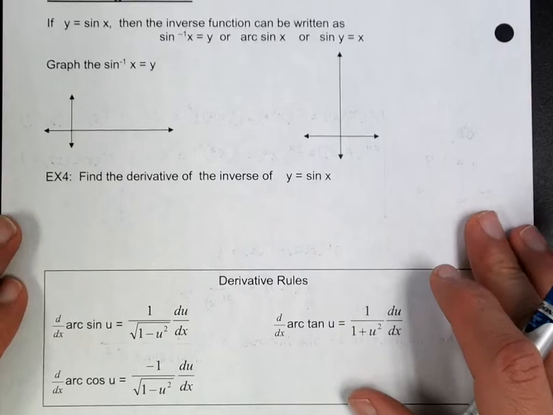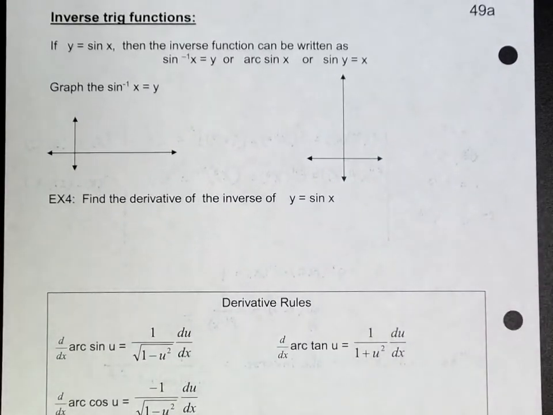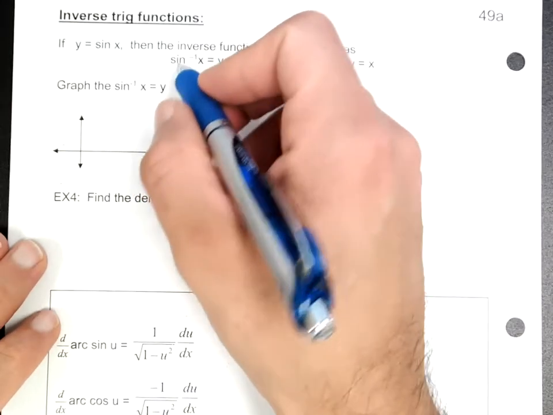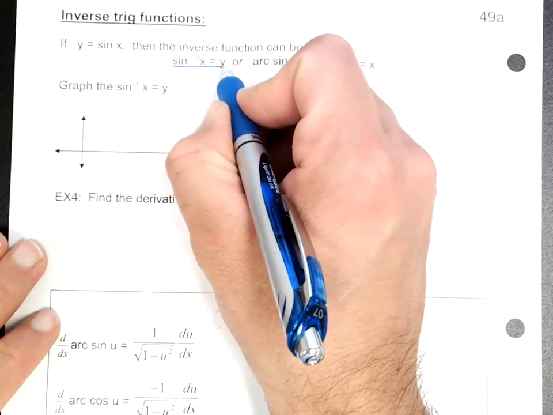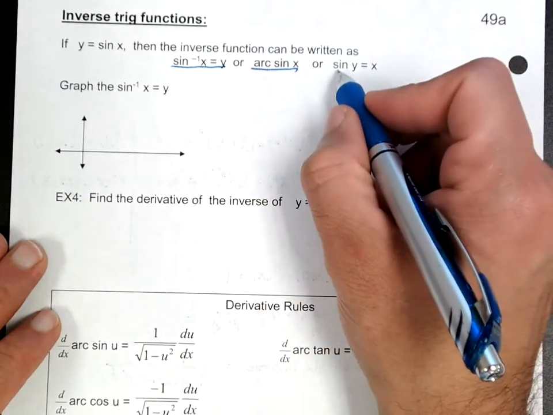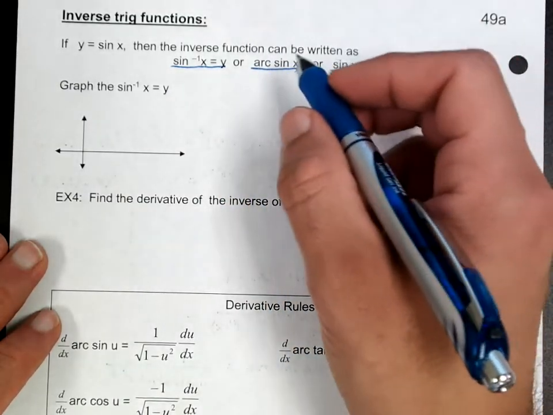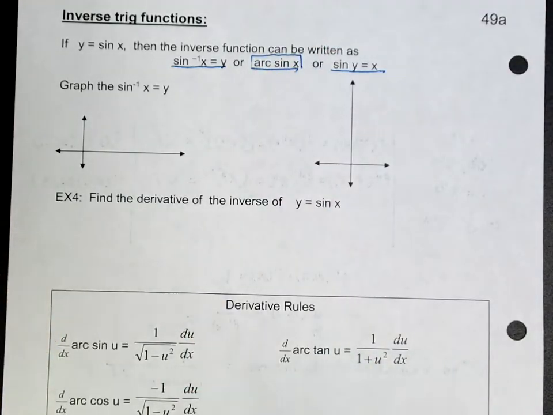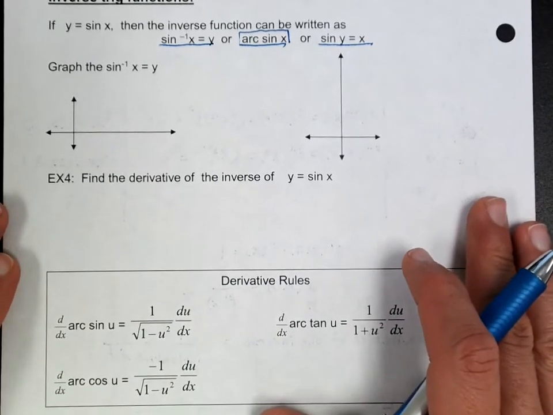I'm not really sure what the purpose of graphing this is, but one thing that you must definitely remember is that the inverse function of sine can be written as arcsine, or sine of y is equal to x. You're actually going to see this more often than not, the arcsine of x. So remember, anytime you see arcsine of x, that's the same thing as the inverse of the sine function.